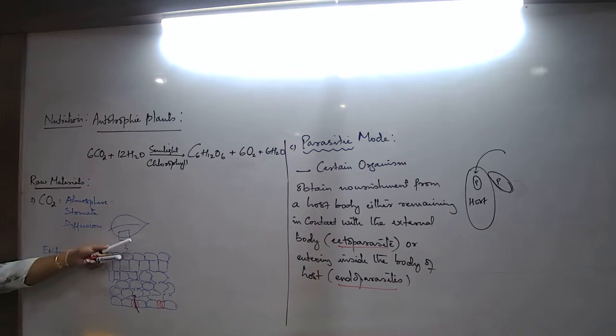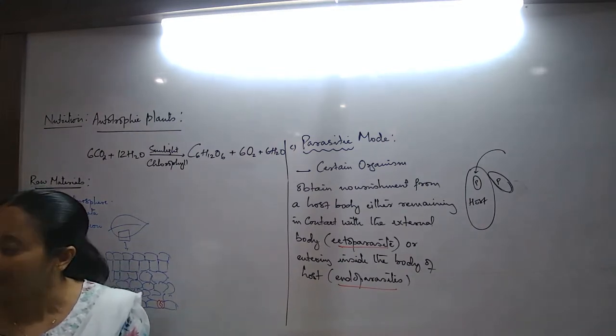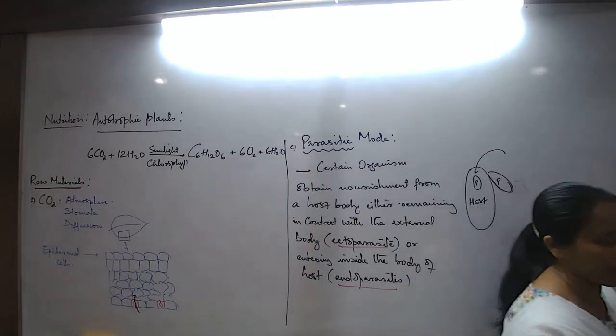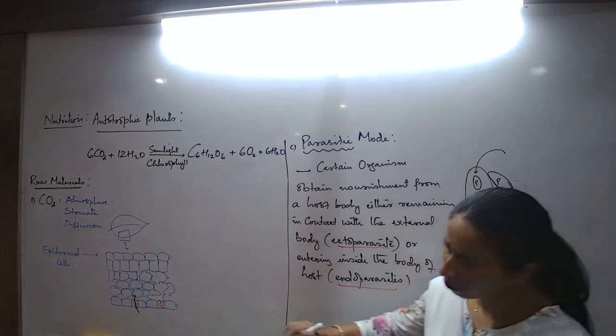Because surrounding the leaf, the carbon dioxide concentration is always much higher as compared to the carbon dioxide concentration inside the leaf cells. So the process of diffusion means what? What is the definition of the word diffusion? Movement of molecules from a region of higher concentration to a region of lower concentration. So that's very simple to remember.